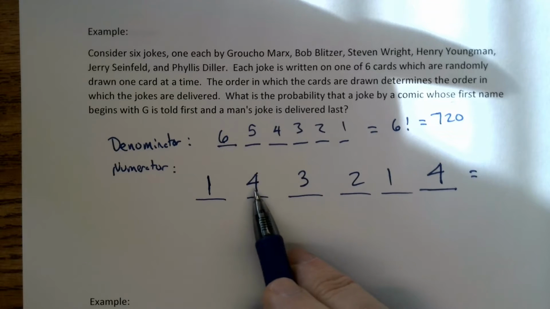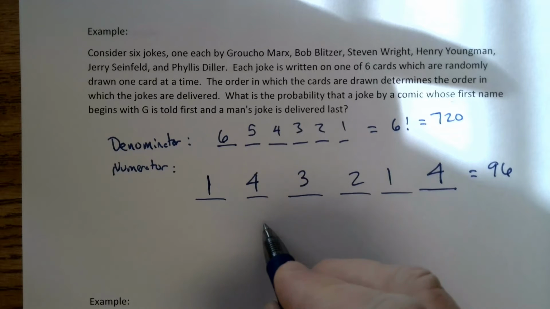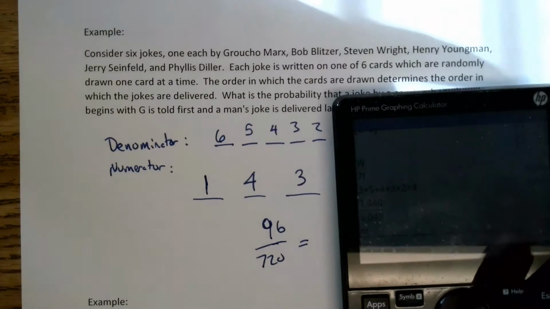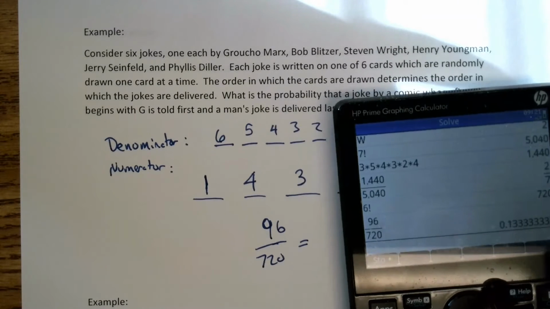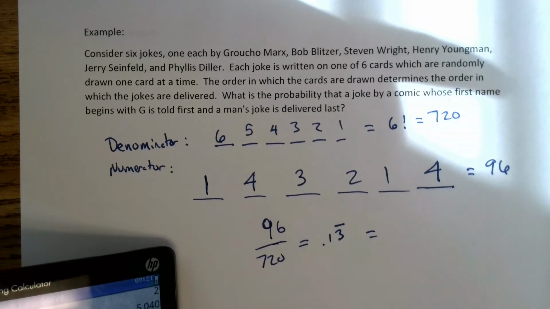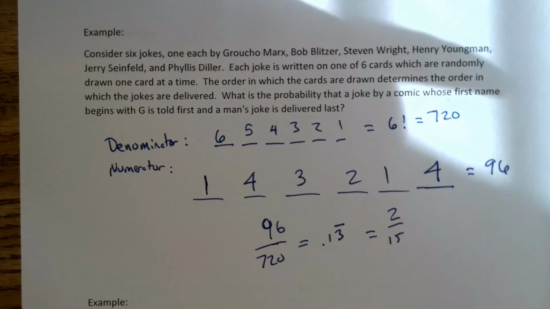8 times 3 is 24, times 4 is 96. So we have 96 divided by 720, which would simplify to something. 96 divided by 720 is 0.13 repeating, which is equal to, what is it, 2/15. I went the wrong direction. 2/15.